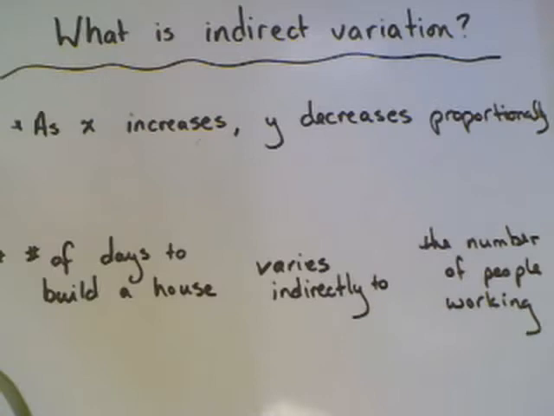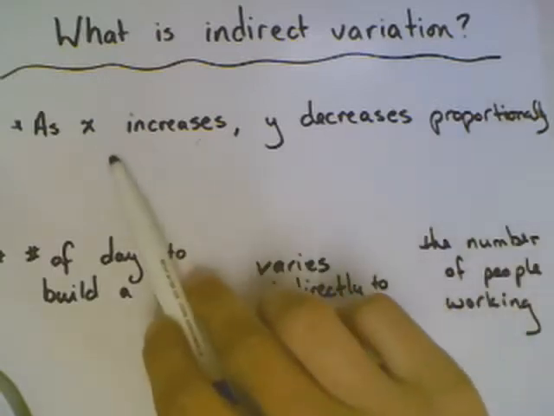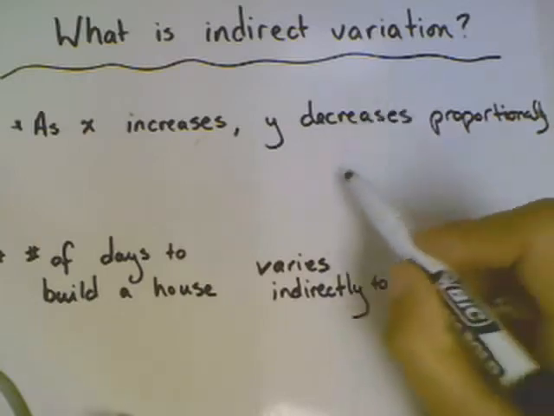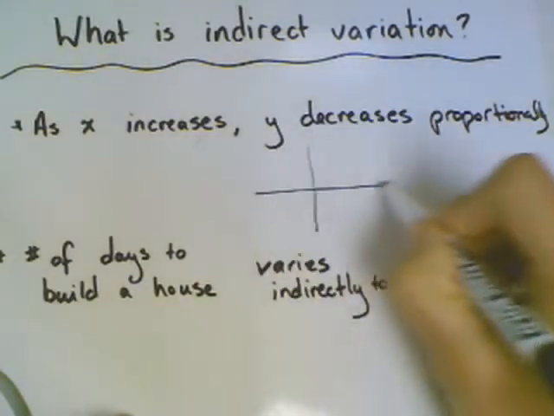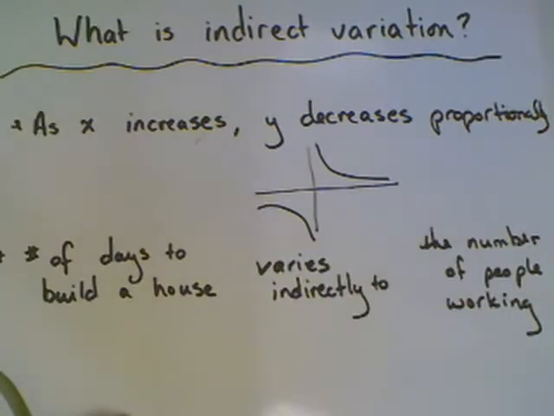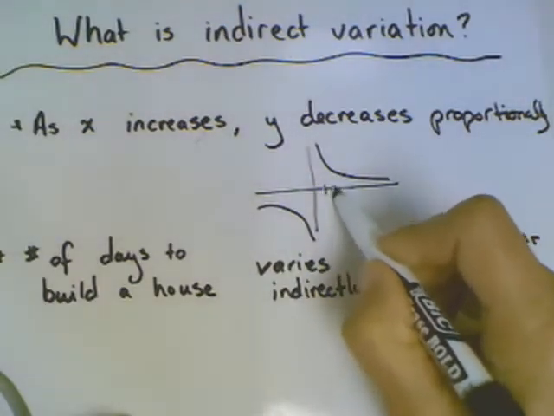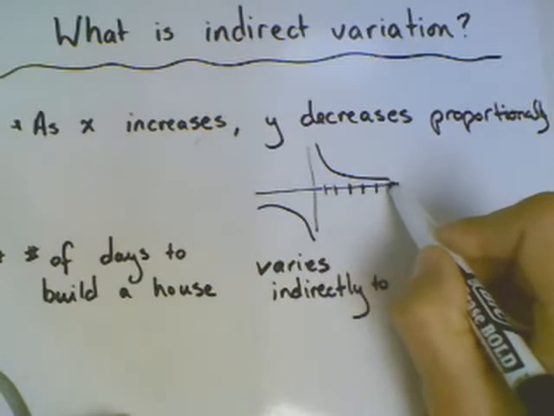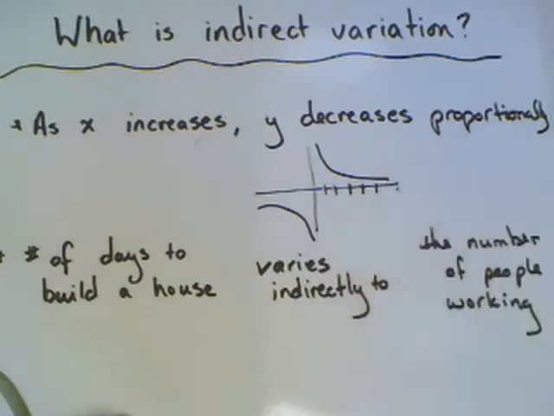Indirect variation is a relationship between two variables, where as one increases, the other decreases proportionally. And we can kind of see that in the graphs that we just drew of indirect variation. That as x increases, that is, as we get larger and larger x values here, the y values are smaller.